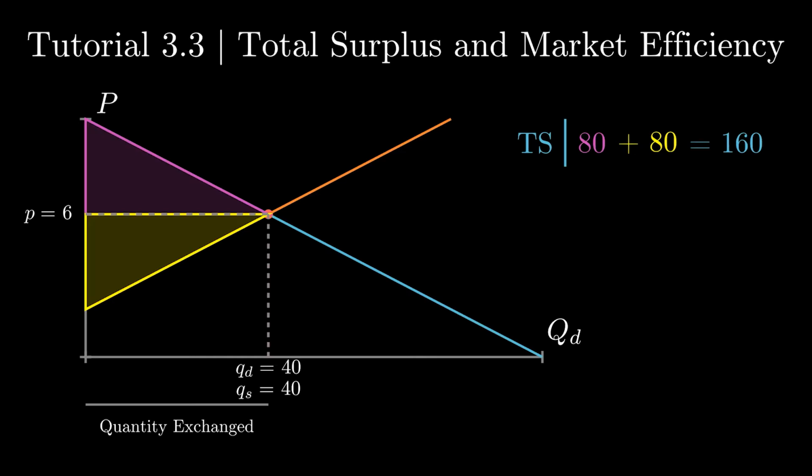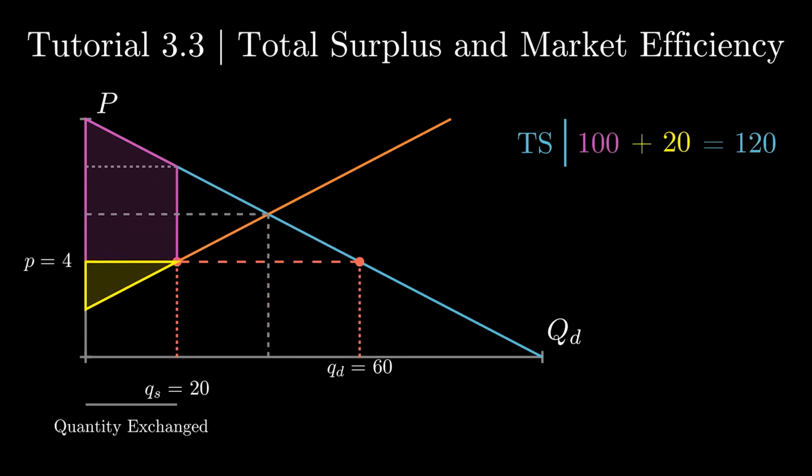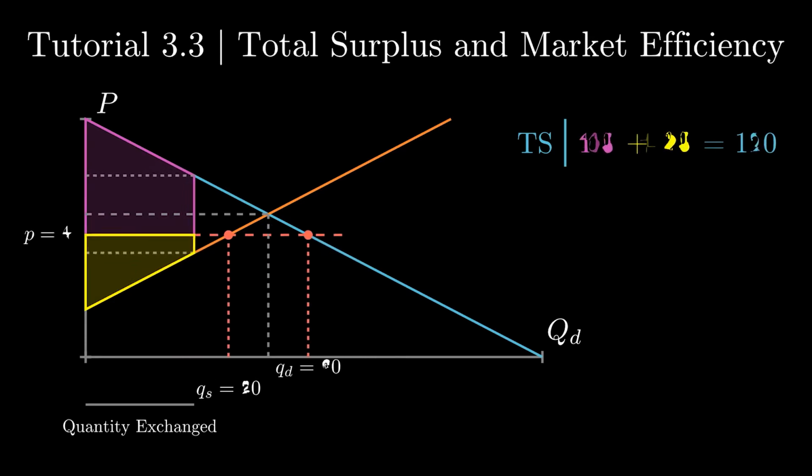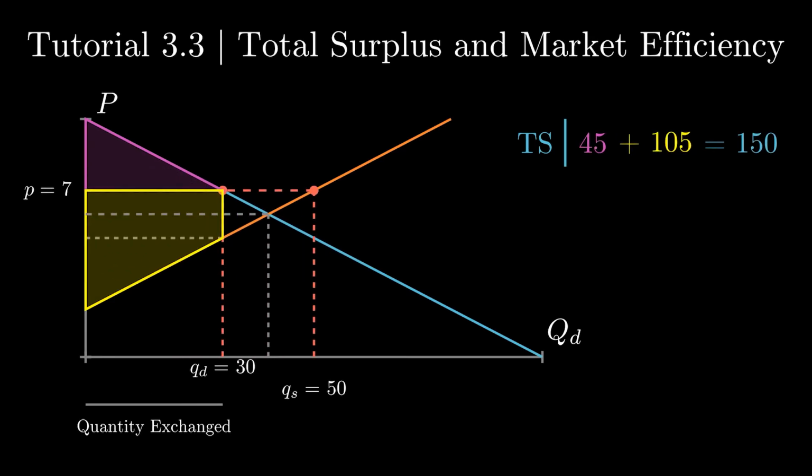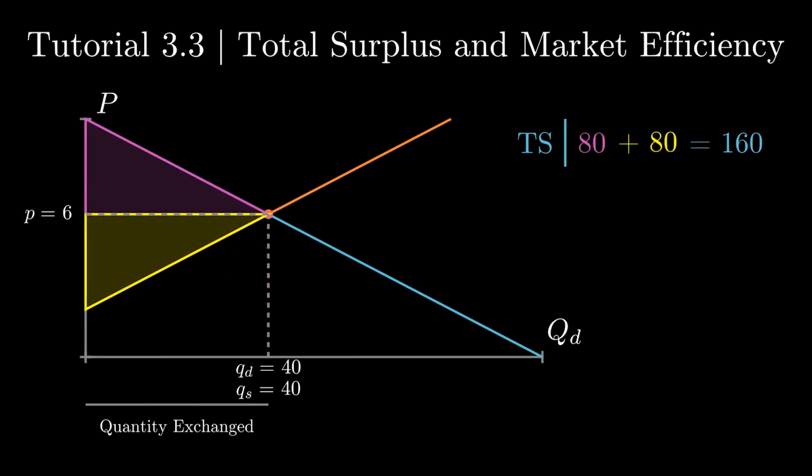But we can see that producer surplus and consumer surplus are in some sense at odds with each other. When price decreases, consumer surplus increases, but producer surplus decreases. When price increases, consumer surplus decreases, but producer surplus increases. Visually, it's relatively easy to see that surplus at any price is the difference between willingness to pay and willingness to sell at every unit up to the quantity exchanged. But how would the social planner maximize total surplus?